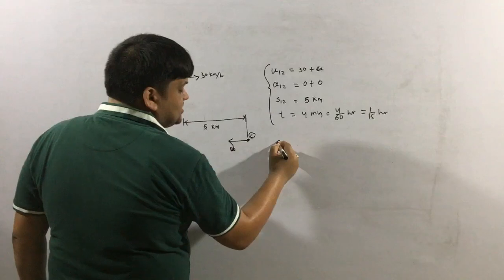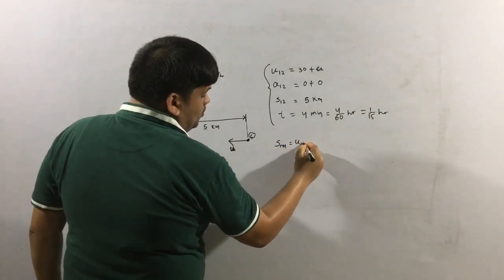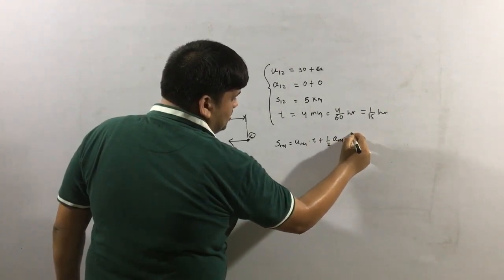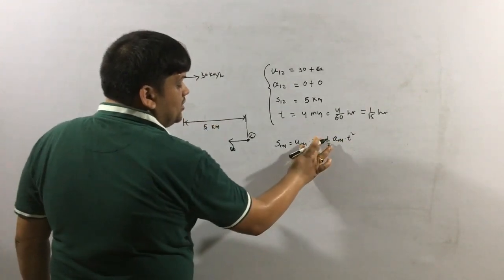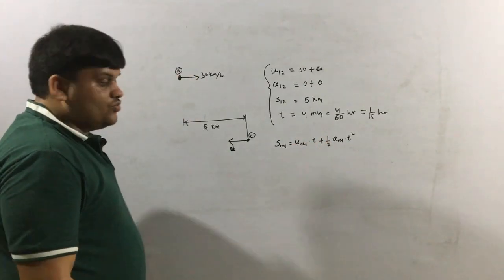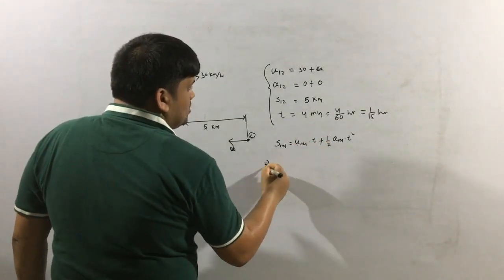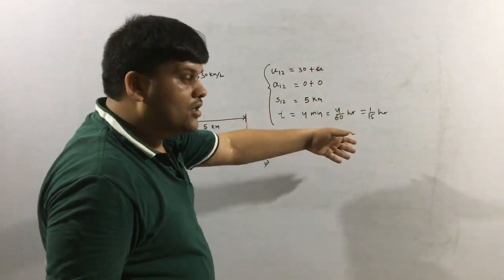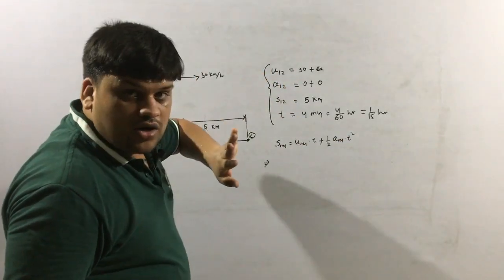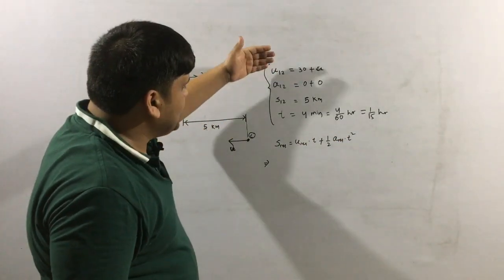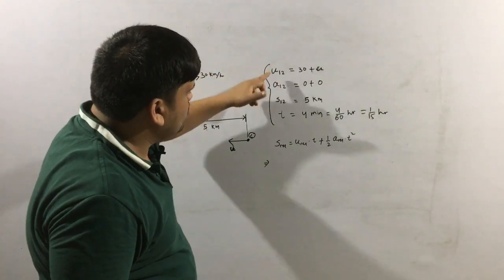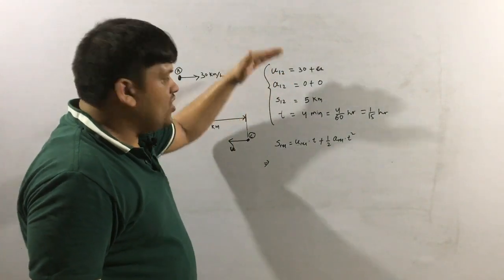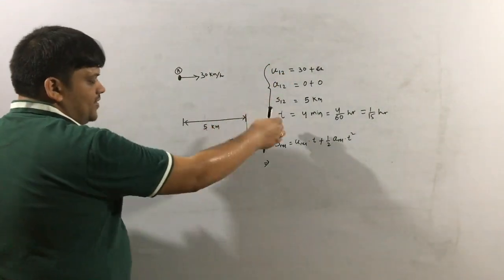I can write S relative equal to u relative into t plus half into a relative into t square. Second equation of motion in relative motion. Here both are moving in the same direction, so everywhere you have addition. u12 will be equal to u21, but every time be careful that you are finding the relative motion of 1 with respect to 2 for all the variables, or of 2 with respect to 1 for all the variables.